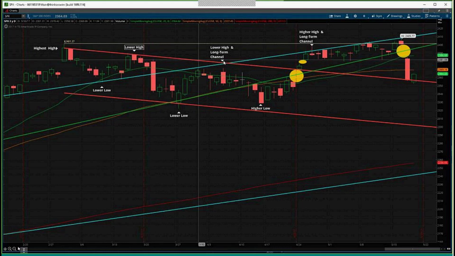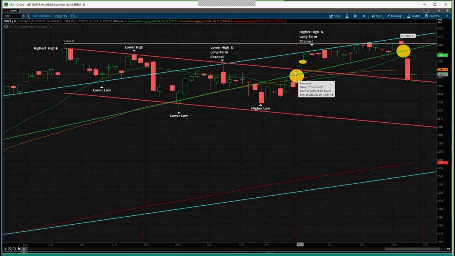And we made lower highs and lower lows. Even this higher low was actually a lower closing low. You can see the green curved line here, and right up here is the simple moving average for the 20-day, and the simple moving average for the 50-day. So we broke through that 2350 support, that 2300, and the downward trend we broke.